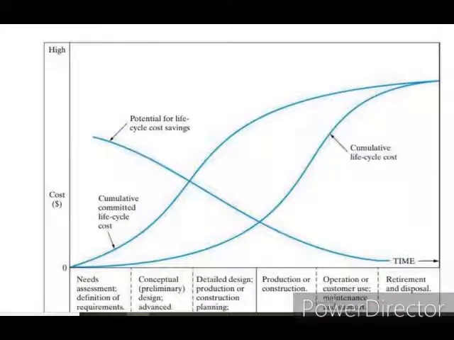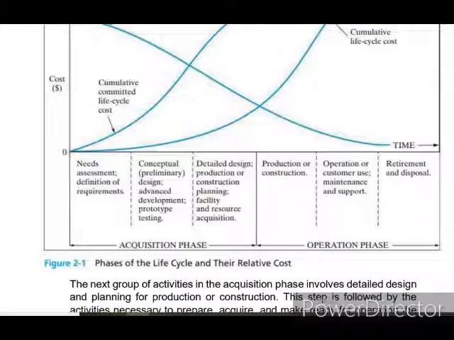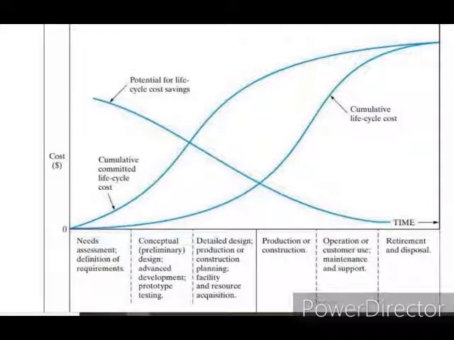So this is the illustration of the phases of the life cycle and the relative cost. Okay, so the first phase is the needs assessment, definition of requirements. So it incorporates the cumulative committed life cycle cost. Okay, and the conceptual phase is aligned with potential for life cycle cost saving. Because when we design a product or system, it should have the potential for life cycle cost saving.